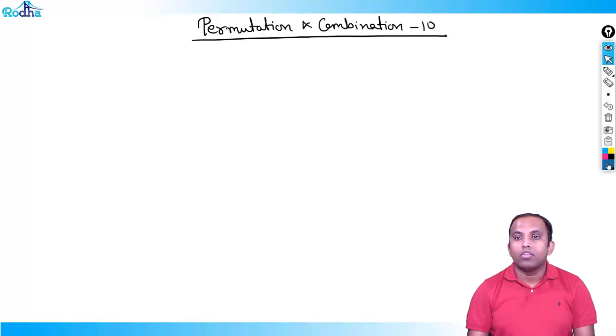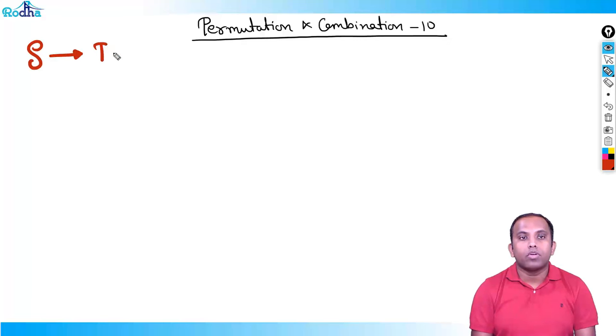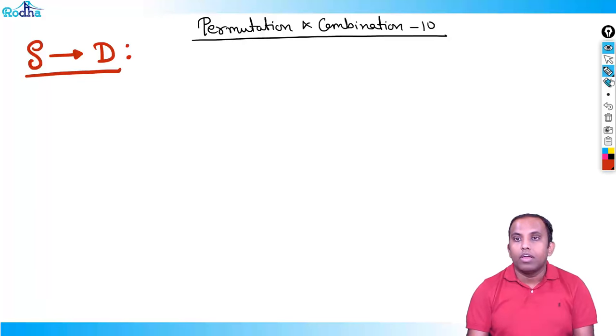We'll start with distribution from similar things to different things, that is S2D. We'll discuss the S2D category from here on, similar to different distribution. Now see, what does it mean here? Suppose there's a question here.